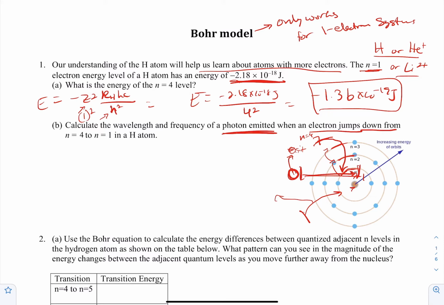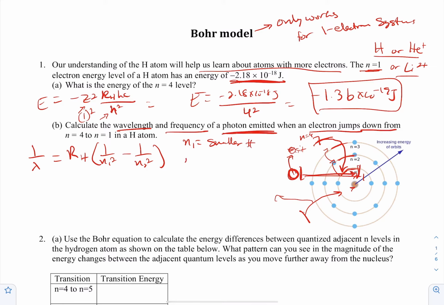So when an electron jumps from that shell, what we can do is say, okay, here's the Rydberg equation that will help us. We're looking for the wavelength and the frequency. We say 1 over n1 squared minus 1 over n2 squared. Okay, n1 is always the smaller number, and then n2 is the bigger number.